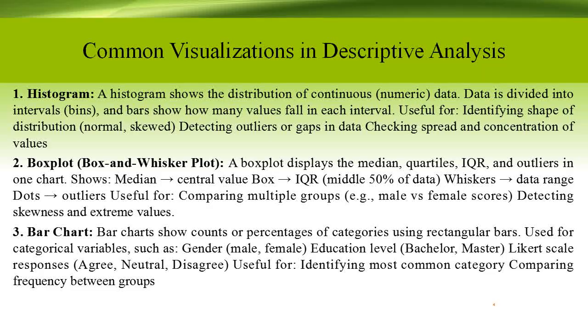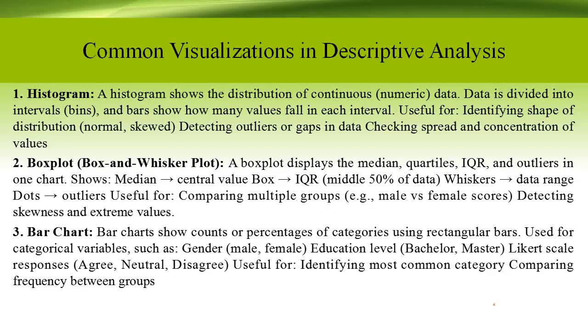2. Boxplot, box and whisker plot. A boxplot displays the median, quartiles, IQR, and outliers in one chart. Shows median, central value, box, IQR, middle 50% of data, whiskers, data range, dots, outliers. Useful for comparing multiple groups, example, male versus female scores, detecting skewness and extreme values.